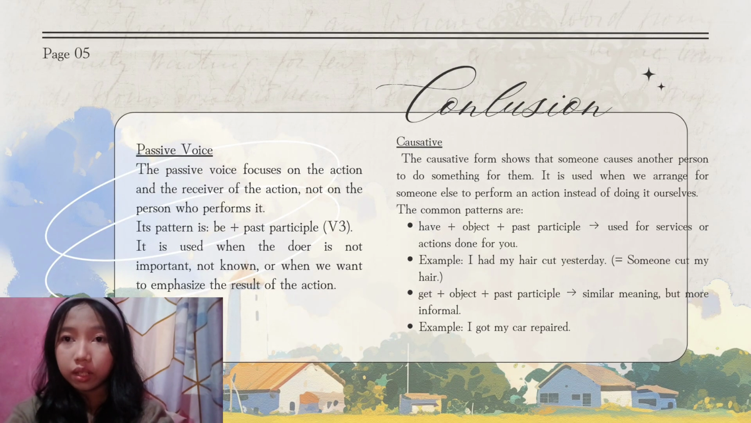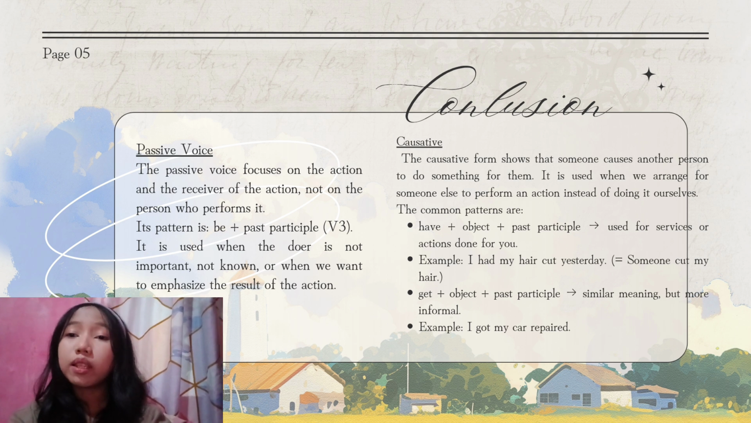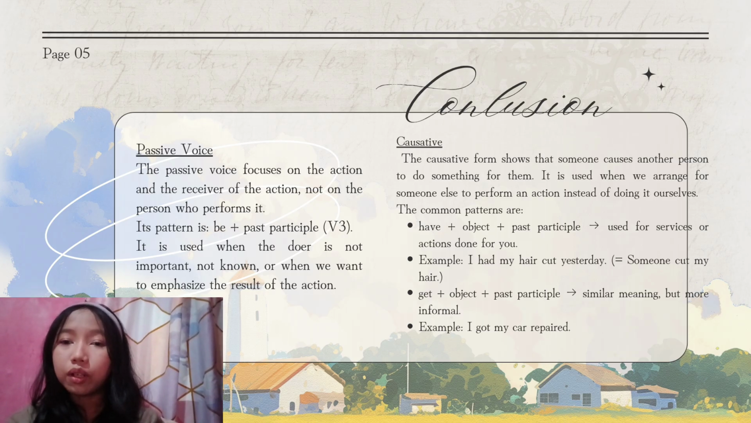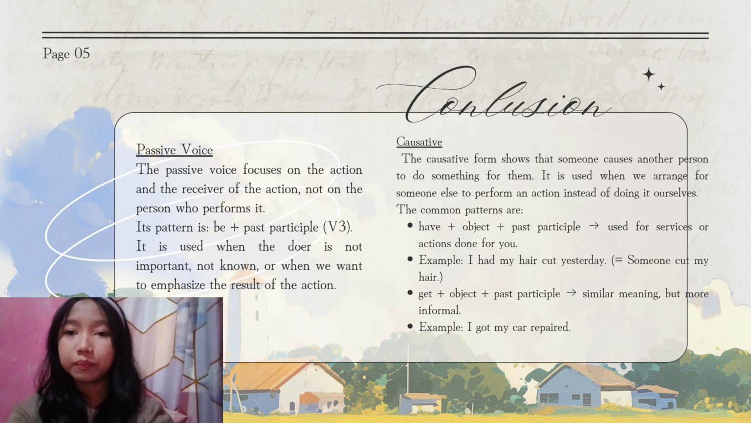In conclusion about passive and causative, passive voice itu fokus pada tindakan dan penerimaan tindakan, bukan pada pelakunya. Polanya yaitu be plus past participle atau verb 3. Biasanya digunakan saat pelaku tidak penting atau tidak diketahui atau ingin ditekankan hasilnya. Dalam contoh, dalam kalimat aktif, the teacher checked the essay. Kalimat pasifnya menjadi the essay is checked by the teacher. Jadi, pasif digunakan untuk menekankan apa yang dilakukan, bukan siapa yang melakukannya.